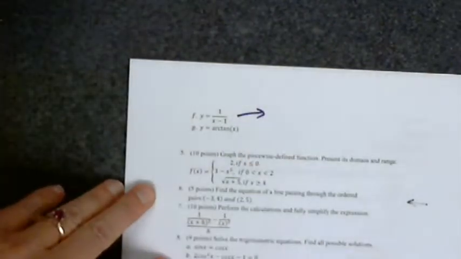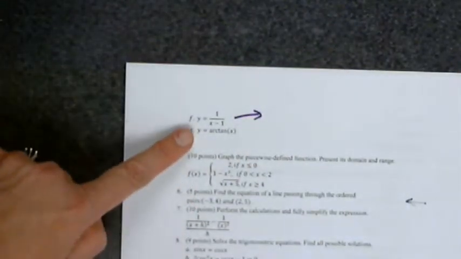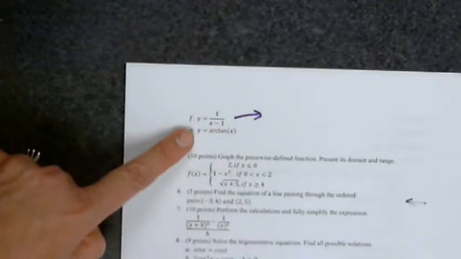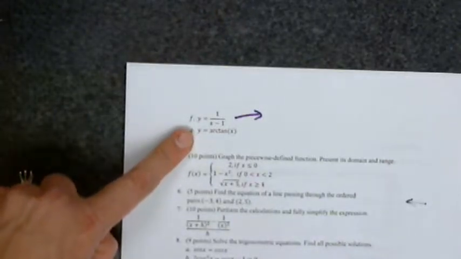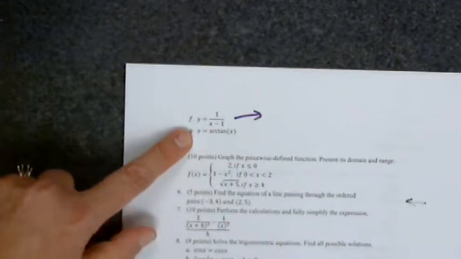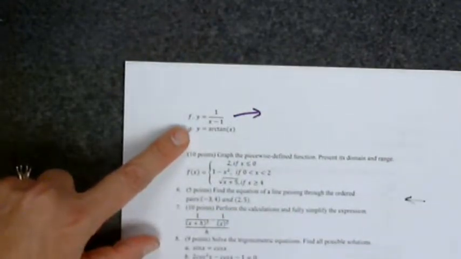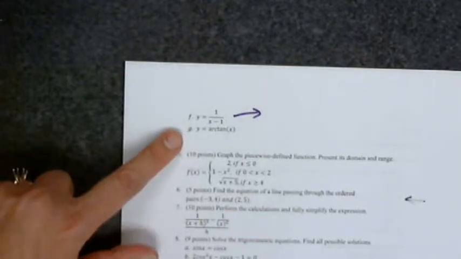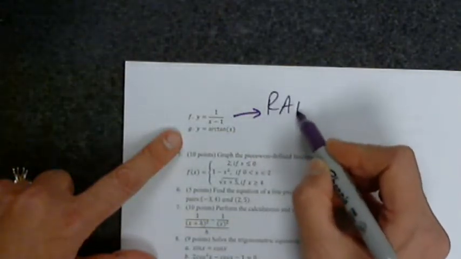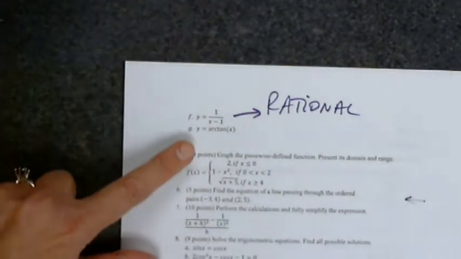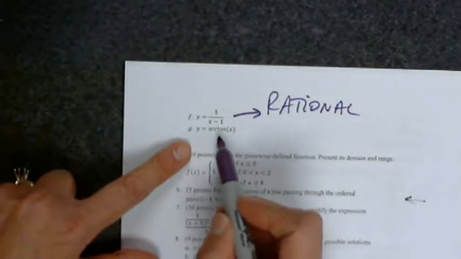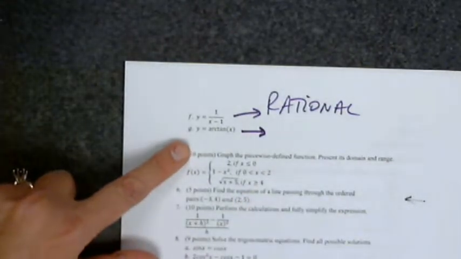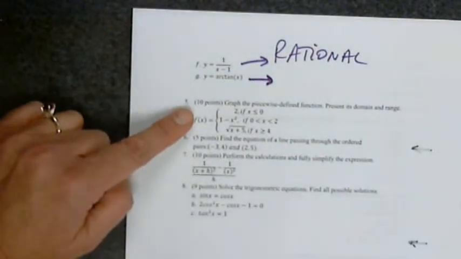I would like you to, let's identify these two also. So this is what type of function? In F, what do you think? Does it have a ratio? Does it have x in the denominator? What can it be? Indeed. Rational. Okay? And this is the inverse tangent. The inverse tangent.